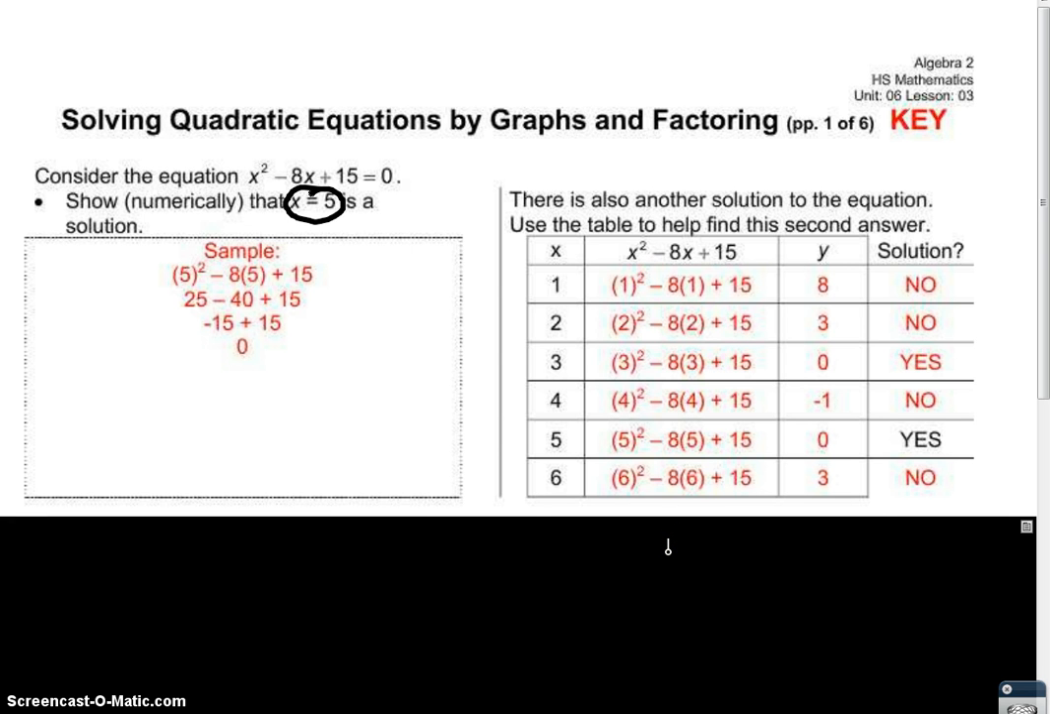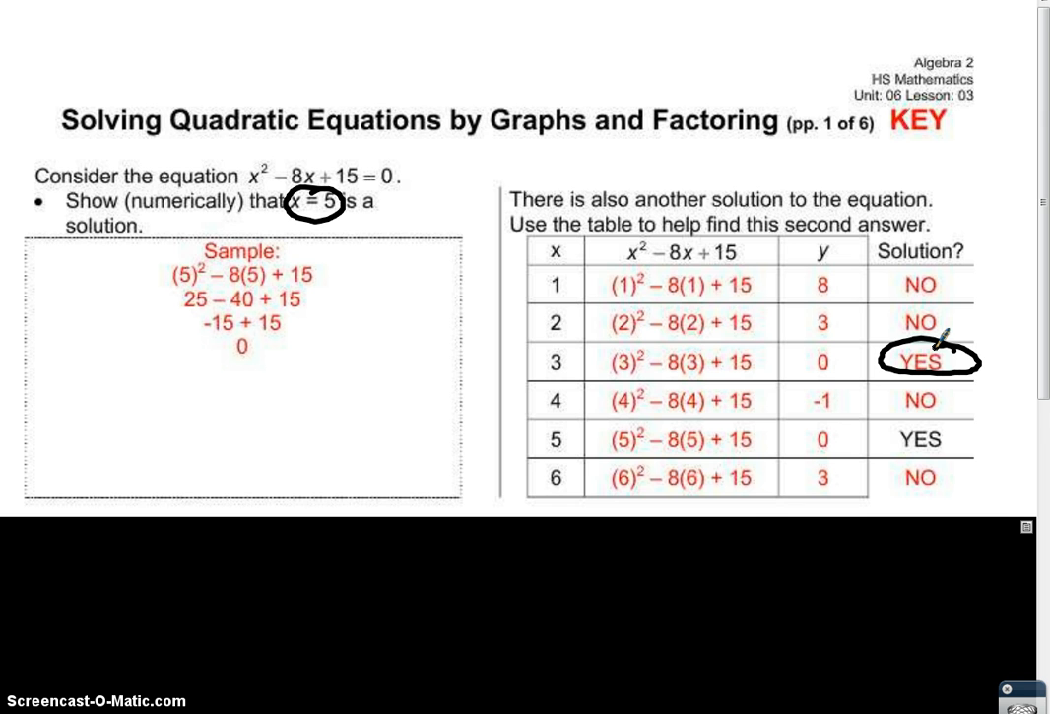It says there is another solution to the equation. Use the table to find the second answer. So we're going to plug in 1 through 6 in the exact same equation to find out whether or not it's a solution. Now remember, in order for it to be a solution, I want my answer to be 0. So when I plug in 1, I get 8. When I plug in 2, I get 3. When I plug in 3, I get 0, which is why 3 is a solution.